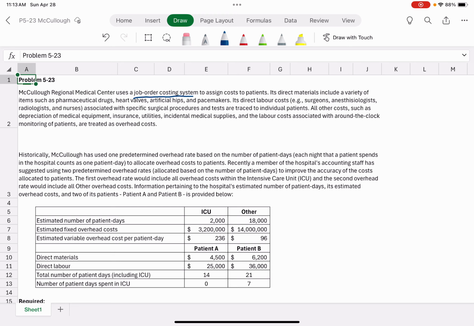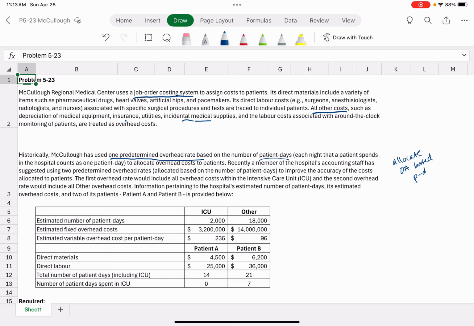So they talk about the direct materials and the direct labor costs for each patient. And they mention that all other costs, such as depreciation of medical equipment, insurance, utilities, incidental medical supplies, etc., are treated as overhead. And historically, McCullough has used one predetermined overhead rate based on the number of patient days. Okay, so that's their allocation basis. They allocate overhead based on patient days. I'm just going to call it PDs, patient days.